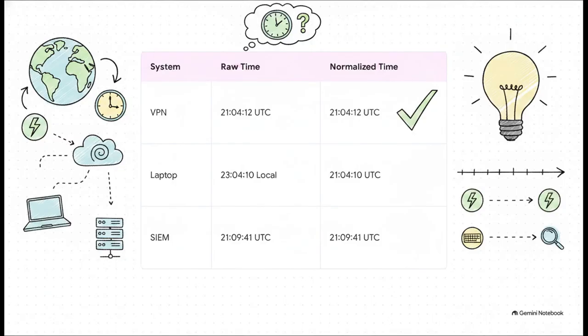Let's see how this actually plays out in a realistic composite scenario. Imagine an after-hours VPN connection. If you just look at the raw timestamps, it looks like a mess. The VPN says 21:04.